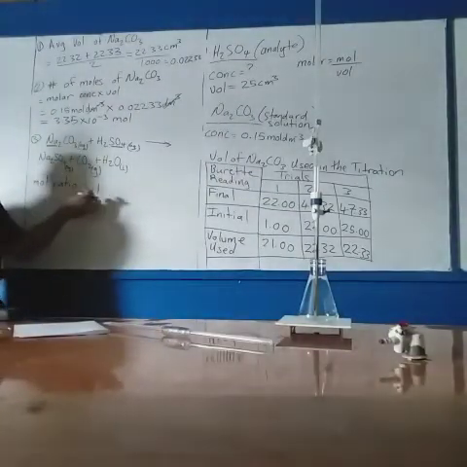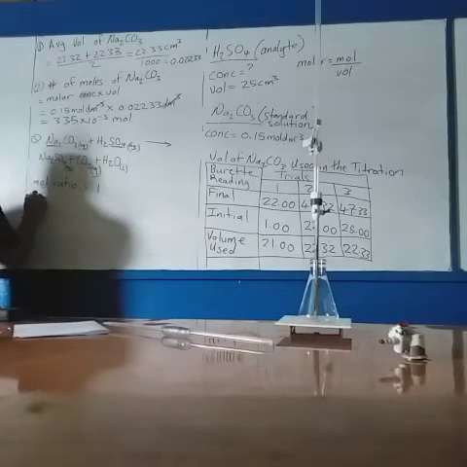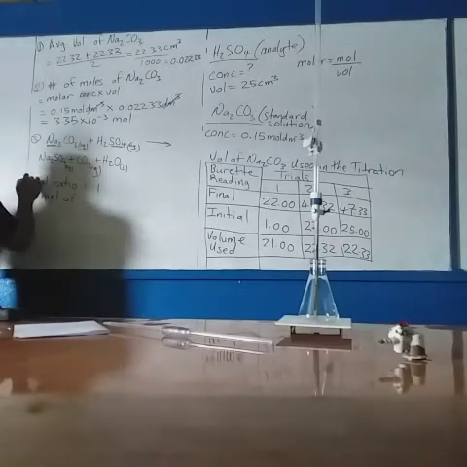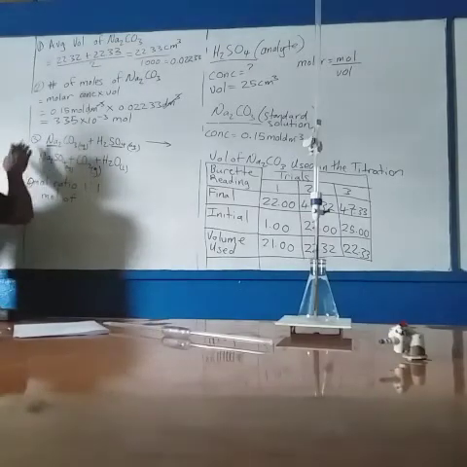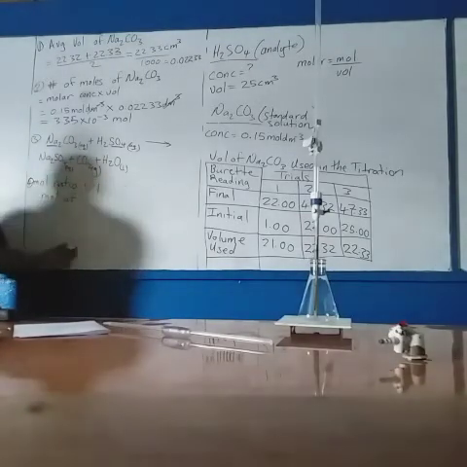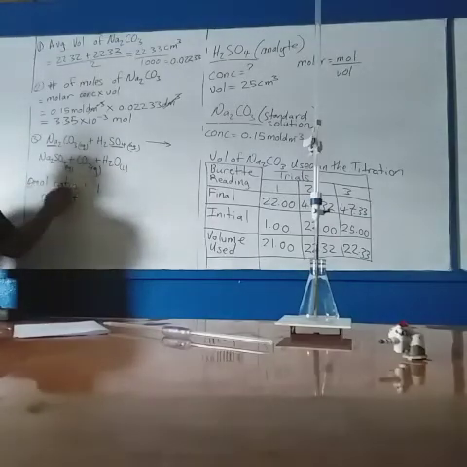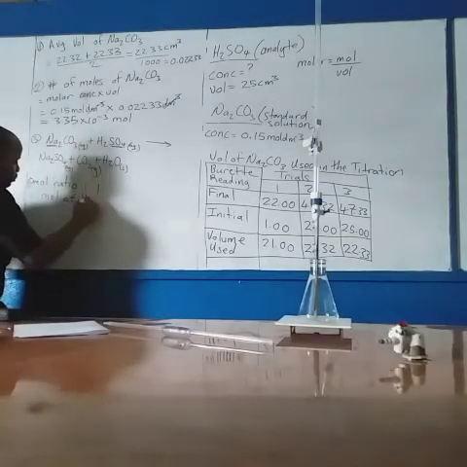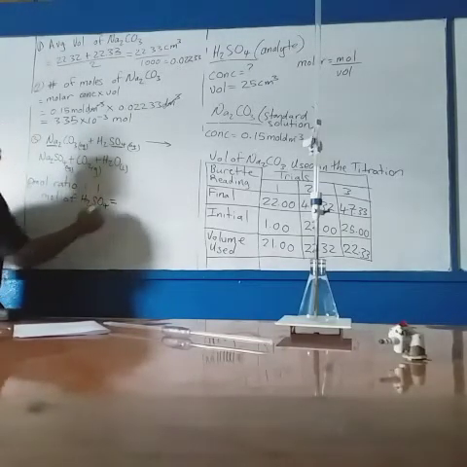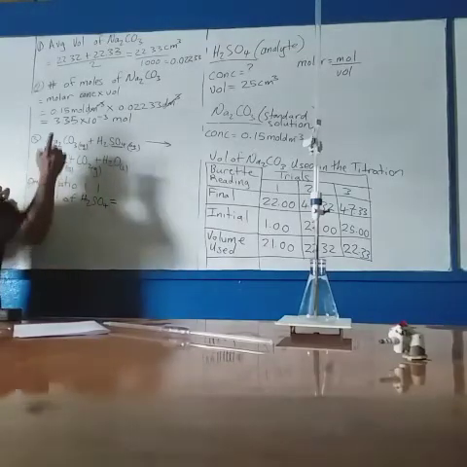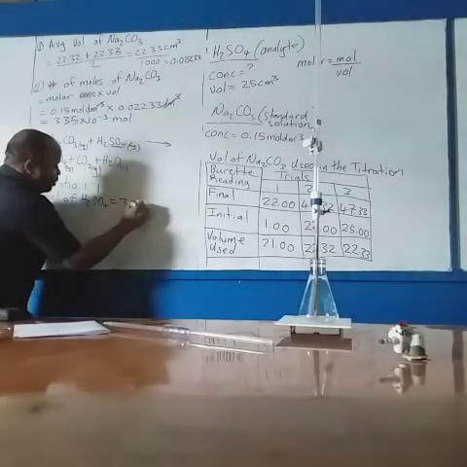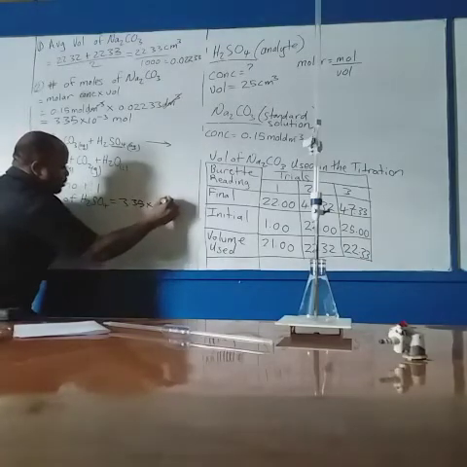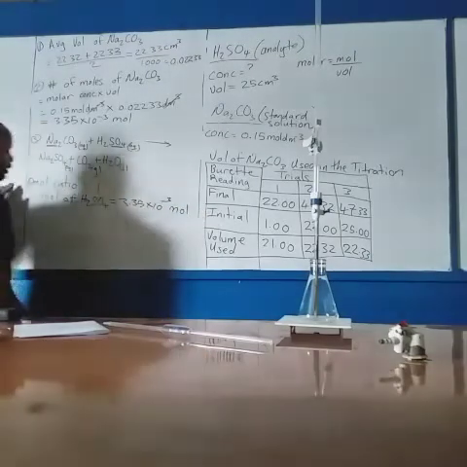So if the mole ratio is 1:1, therefore the mole of, let's put this in our fourth step. So the third step is to write our equation. The fourth step is to write your mole ratio and use it to find the mole of the sulfuric acid. So therefore the mole of sulfuric acid is equal to 3.35 times 10 to the minus 3 moles.